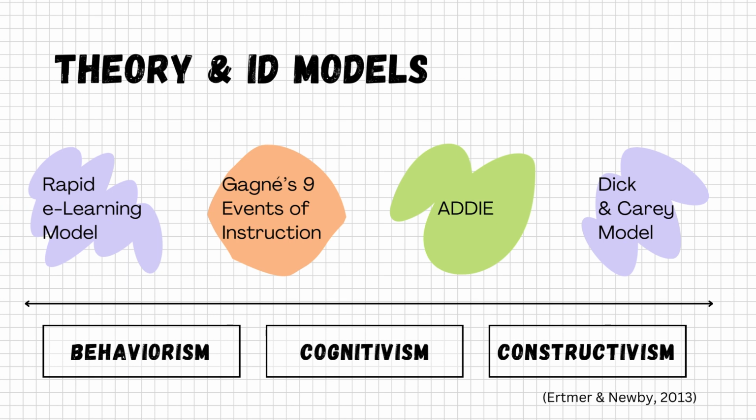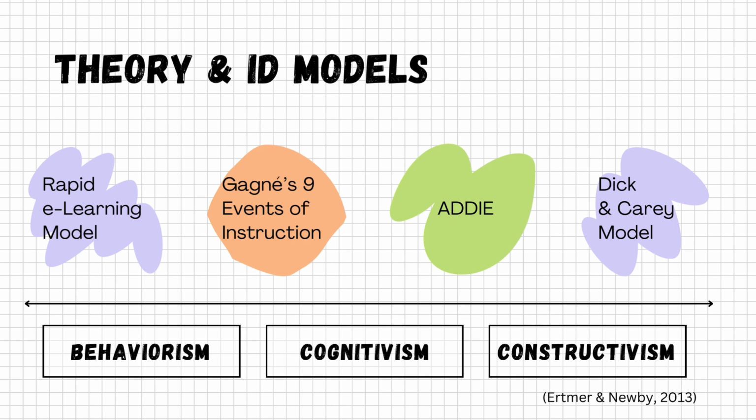There are many instructional design models, and those frequently blur the lines between these approaches of behaviorism, cognitivism, and constructivism. But I think that's why Ertmer and Newby actually referred to this as the behaviorist, cognitivist, constructivist continuum, because there is a little bit of a sliding scale.